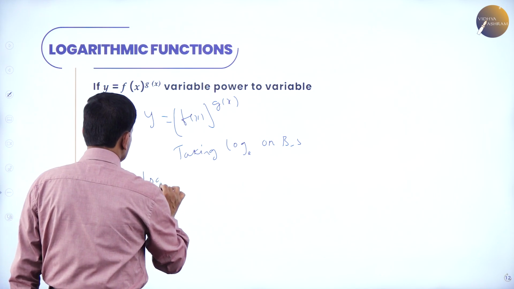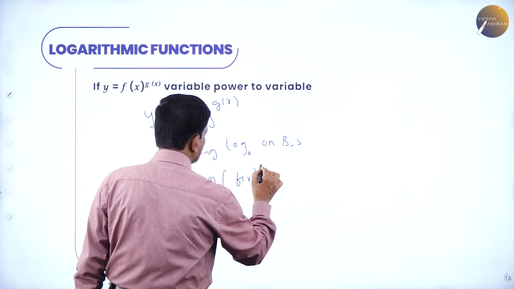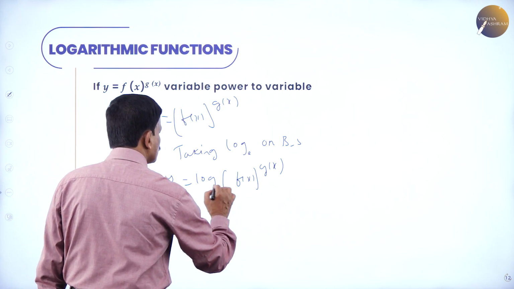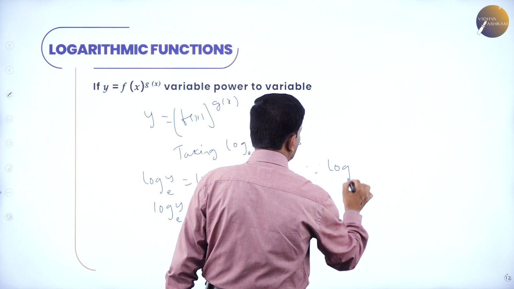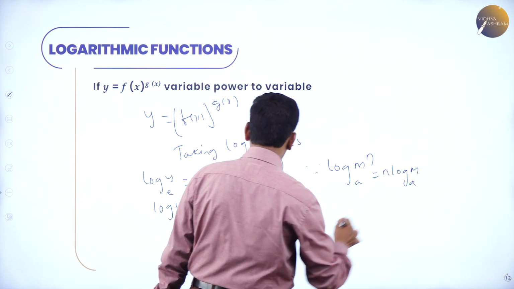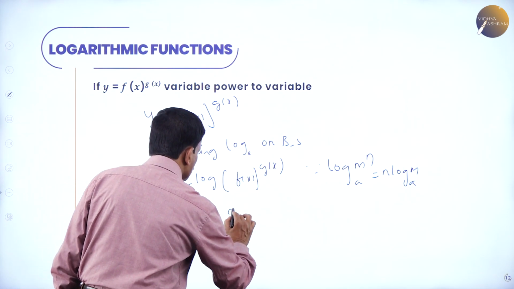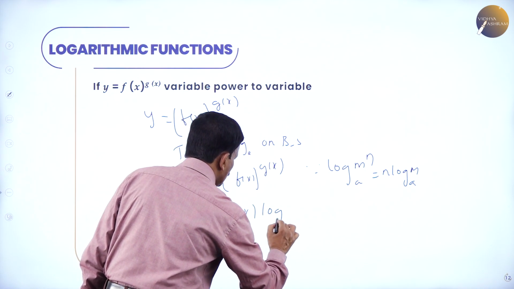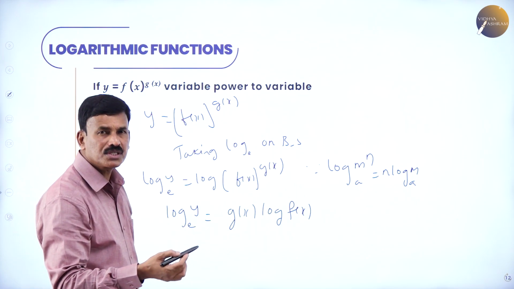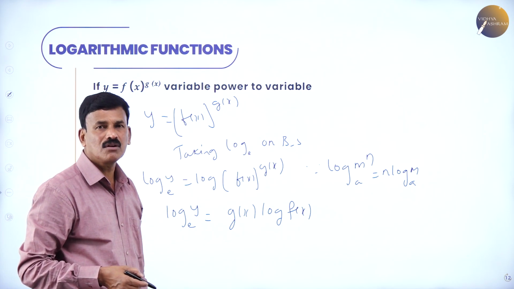So log y to base c is equal to logarithm of f of x to the power of g of x. Since you know the formula log m to the power of n is equal to n log m to base a, therefore log y to base c is equal to g of x into logarithm of f of x. So differentiate this with respect to x on both sides, you will get the answer. That's it. This is how we are going to differentiate a logarithmic function.